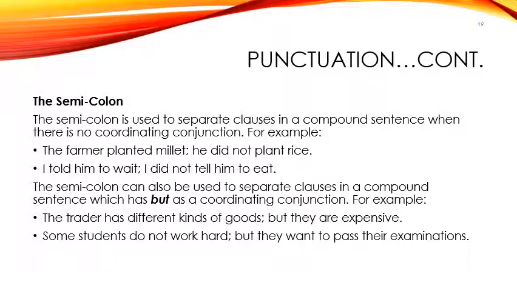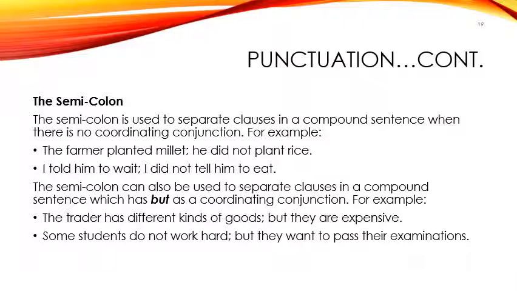Then another medial punctuation mark is called a semicolon. A semicolon is written using what? A comma with a full stop on top of it. A semicolon is used to separate clauses in compound sentences where you don't have a coordinating conjunction. For example, a farmer planted millet; he did not plant rice. In this sentence, we don't have what is called a coordinating conjunction. Instead, we have what? A semicolon separating between the two clauses in that compound sentence.